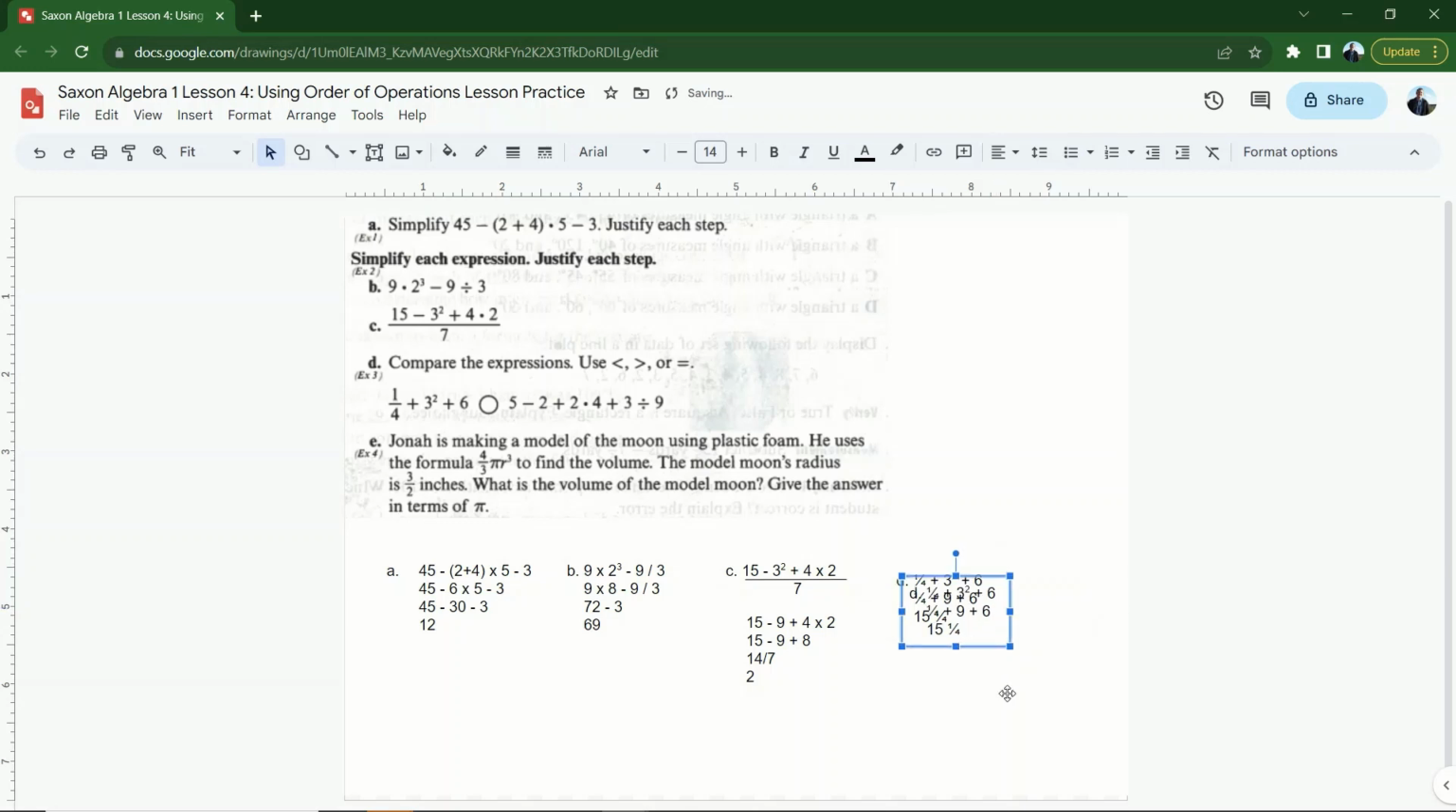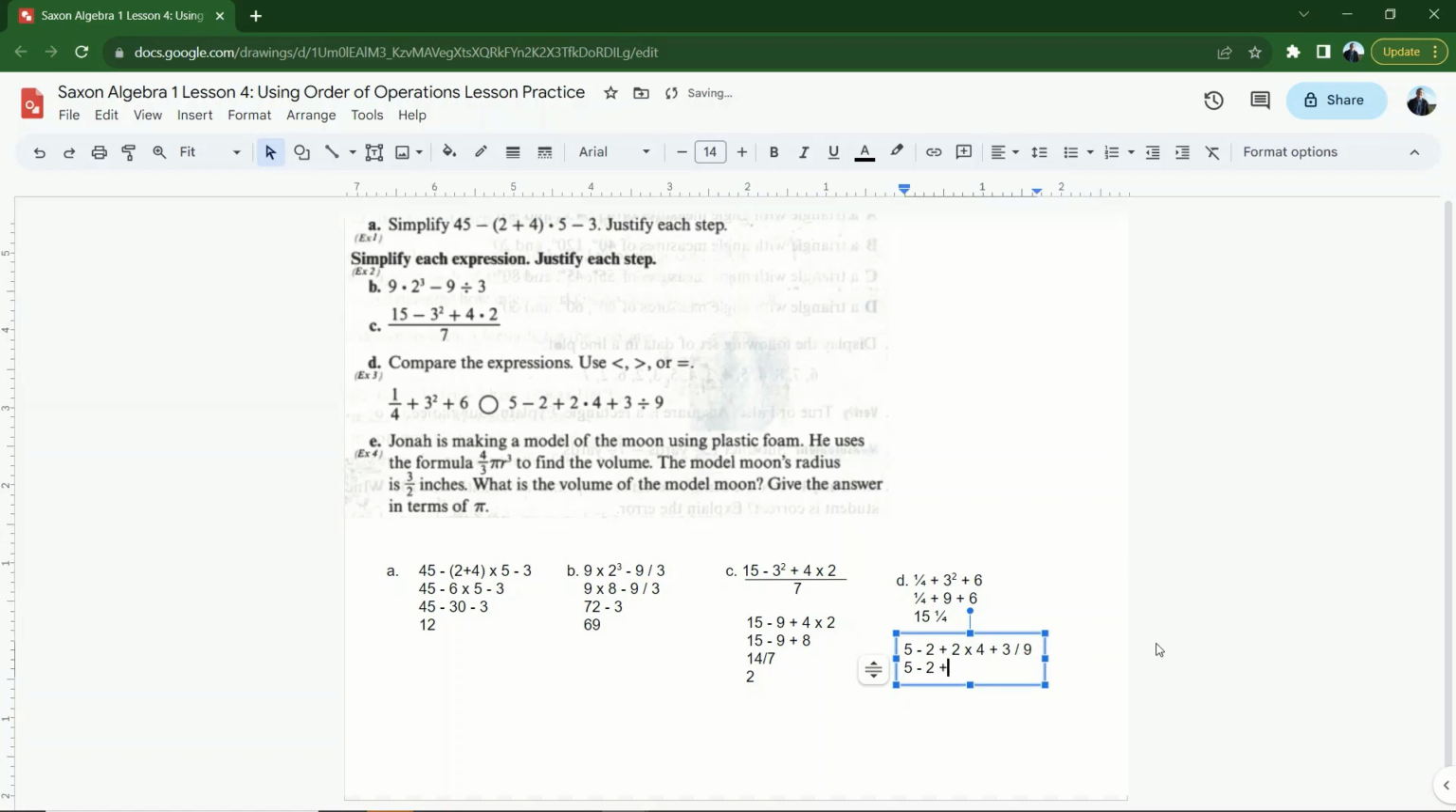Let's find out. On the right, I have the expression 5 minus 2 plus 2 times 4 plus 3 divided by 9. Ooh, that's a long expression. What I'm going to start with when simplifying that, I need to start with grouping symbols, but I don't have any grouping symbols. I don't have any exponents, so I'm going to move right along to multiplication and division. I'm going to do multiplication and division first from left to right.